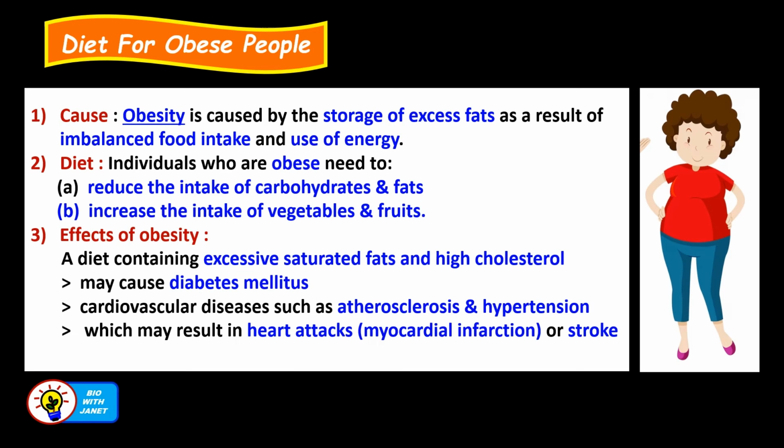Obesity is caused by the storage of excess fats as a result of imbalanced food intake and use of energy. So a person is obese because he or she eats too much of the fats or carbohydrates, and then these are converted to be stored as the adipose tissue under the skin. So it'll make the person put on weight and grow fatter. That means there's imbalanced food intake and use of energy. There's an imbalance there. That means too much food intake and less use of energy. So that leads to the excess fats being formed and stored in the body. So this will cause the person to put on weight.